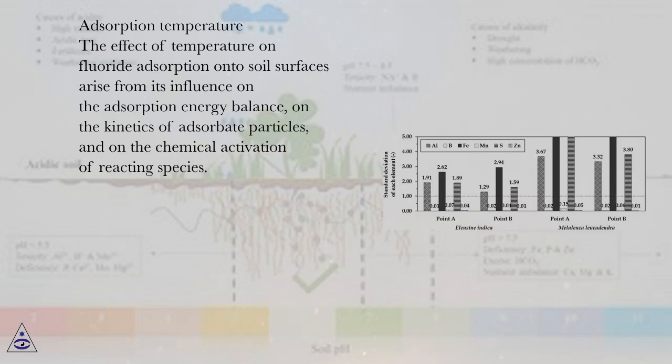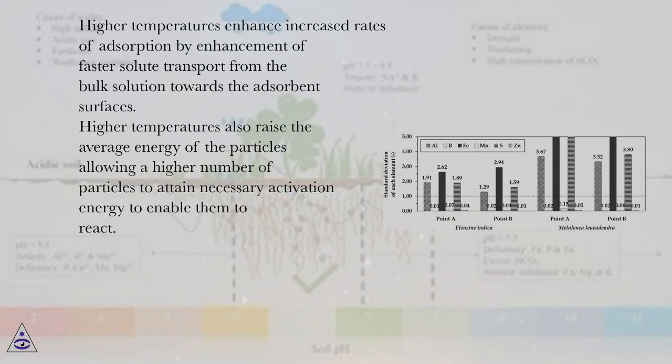Adsorption temperature. The effect of temperature on fluoride adsorption onto soil surfaces arises from its influence on the adsorption energy balance, on the kinetics of adsorbent particles, and on the chemical activation of reacting species. Higher temperatures enhance adsorption rates through faster solute transport from the bulk solution towards the adsorbent surfaces. Higher temperatures also raise the average energy of the particles, allowing a higher number of particles to attain the necessary activation energy to enable them to react.